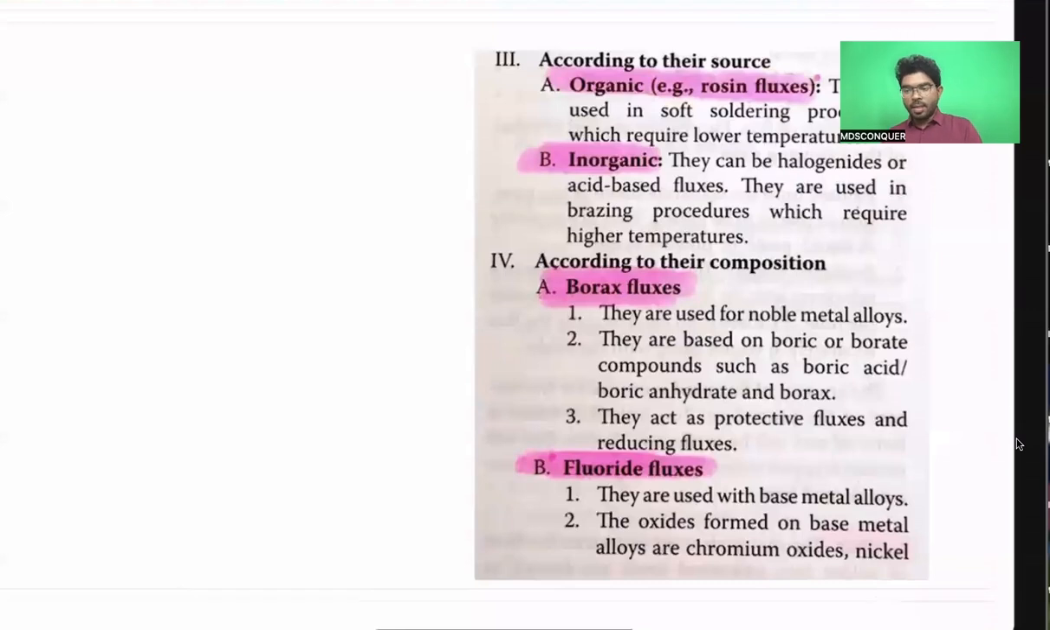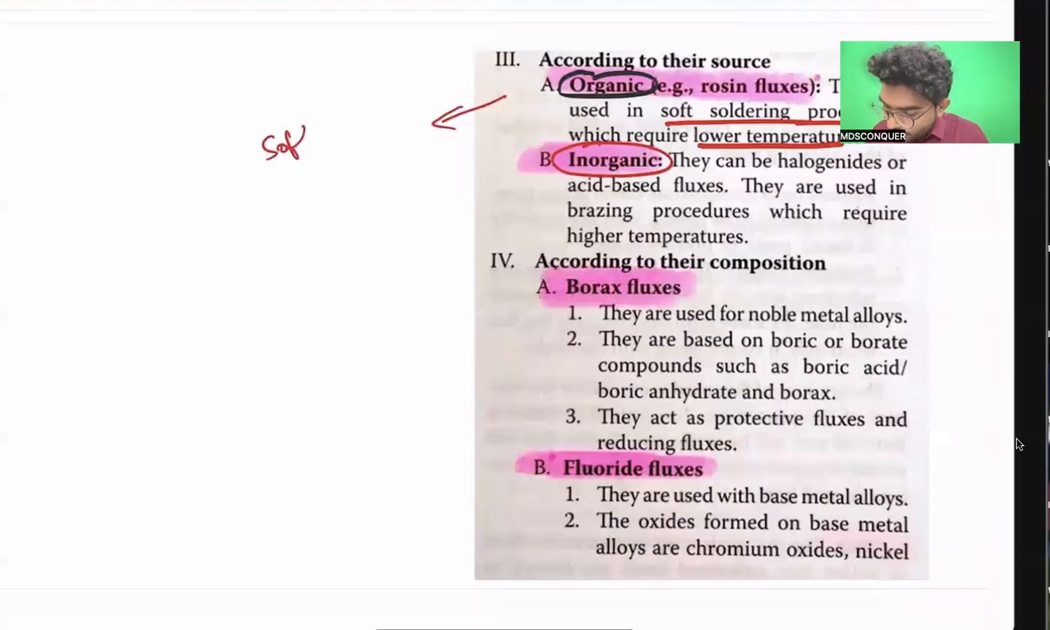The next one, basing upon the source, your fluxes are divided into organic fluxes or inorganic fluxes. Organic fluxes are basically used in soft soldering procedures, which require low temperatures. So organic fluxes are soft, and low temperature.